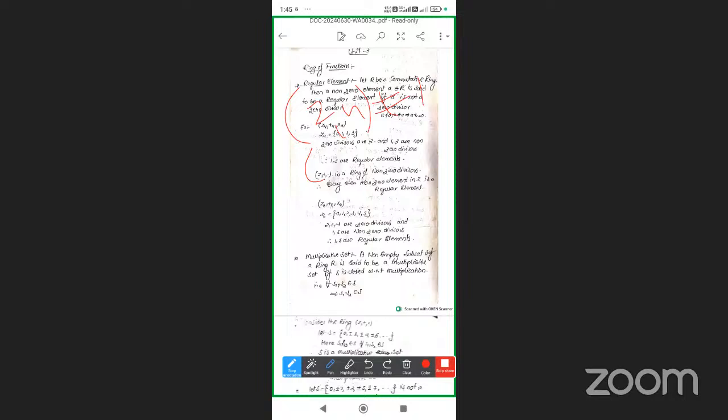Z4 is 0 to 3 only. So 1 and 4 have GCD 1, 3 and 4 have GCD 1. The only zero divisor is 2. Only zero divisor is 2.